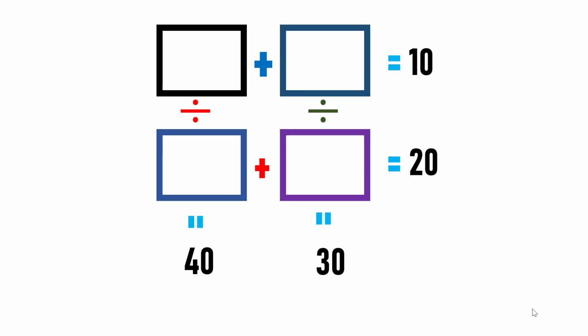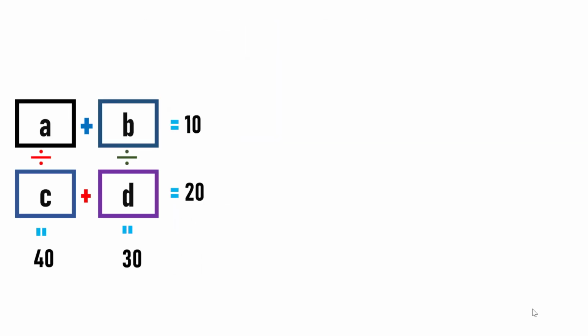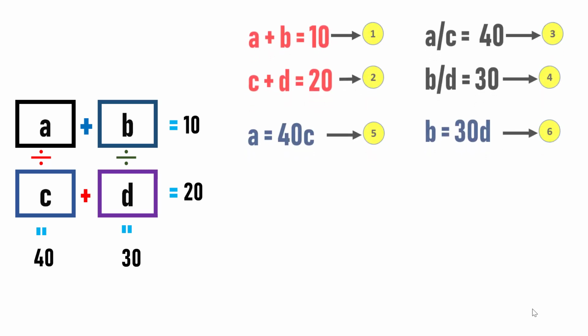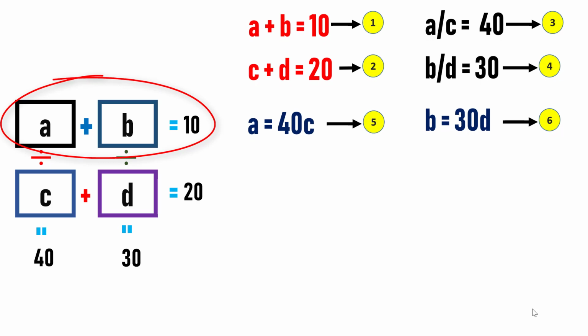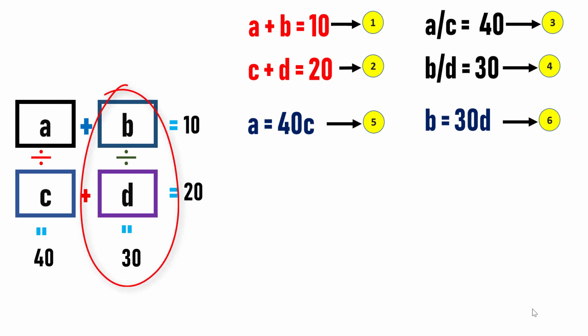If you start randomly picking some random numbers and placing them in the box, it will not work most of the time. The most efficient way to solve this problem is by creating equations. Let's call the boxes A, B, C and D. Let's quickly write the equations. As per the diagram, the equations are A plus B equals 10, C plus D equals 20, A by C equals 40, B by D equals 30. Let's call these equations 1, 2, 3 and 4.